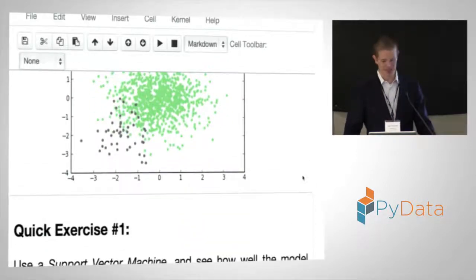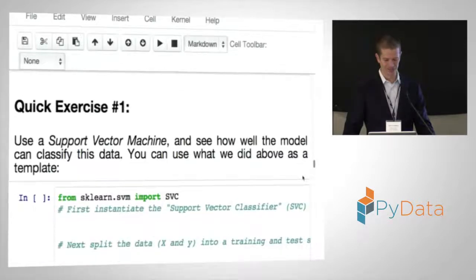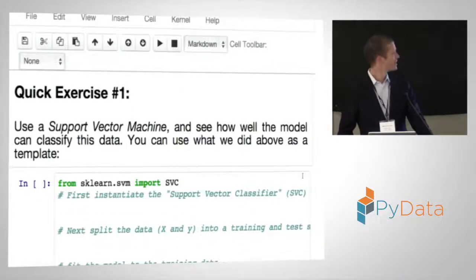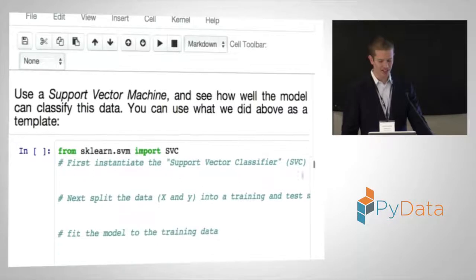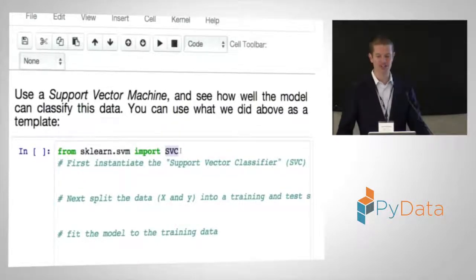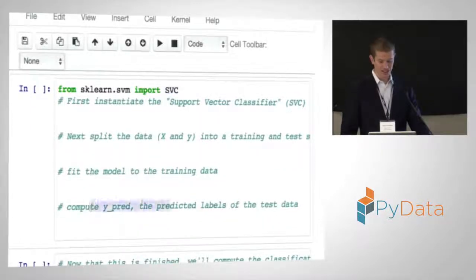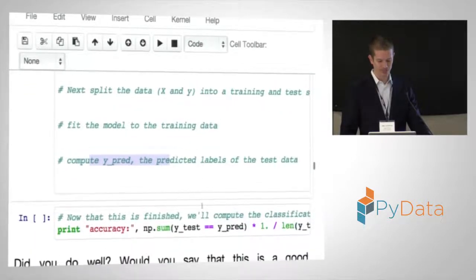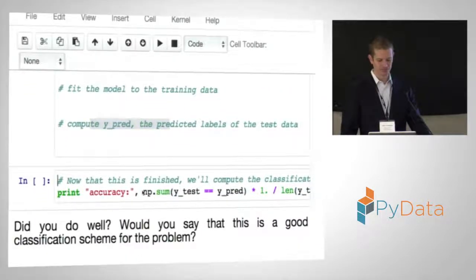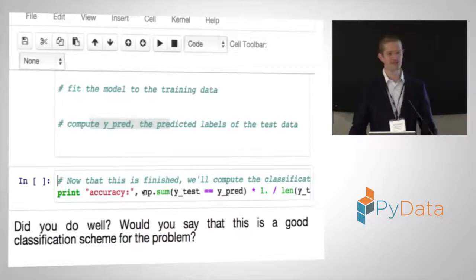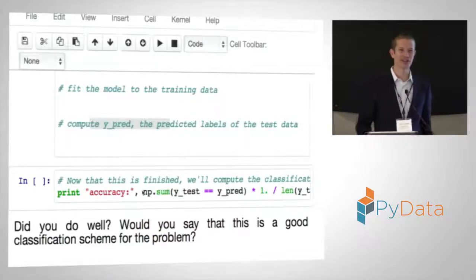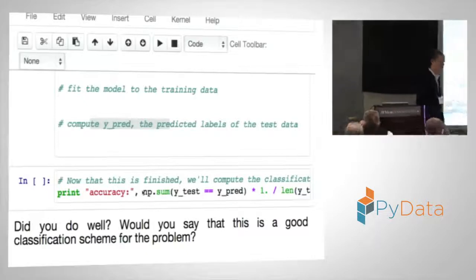So let's take a look at a classifier here. Instead of just listening to me the whole time, I want you to get a chance to do this. On your own computer, we're going to use the SVC, the support vector classifier. I want you to split the data as we did above, fit a model to the training data, compute y_pred, the predicted labels, and then once that's finished, print this accuracy here and let me know what you get. We'll take about 5 minutes to run through that, and I'll walk around if you have any questions as you work on that.